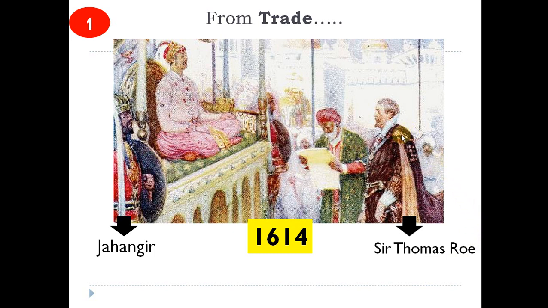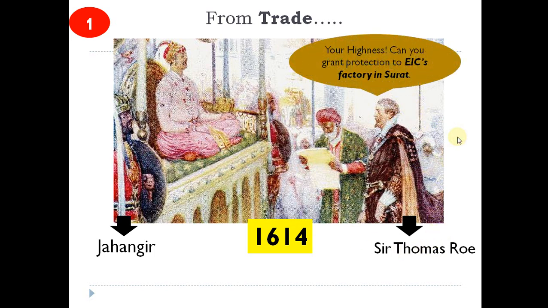So, if someone has been sent by a king to another king, then the matter is more or less political. What was the political matter that he wants to address? His question is, Your Highness, can you grant protection to EIC's factory in Surat? Grant protection, what kind of? This protection is from the Portuguese East India Company.